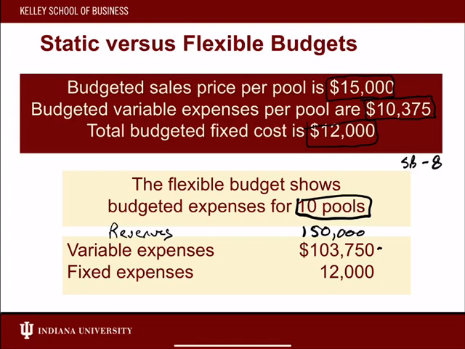And our fixed expenses, right, those are fixed. So even when we flex our budget to account for more pools, those fixed expenses should have stayed fixed at any given volume. So that's going to stay at $12,000. So this is what our budget would look like had we originally planned to sell 10 pools. So let's see how this compares.